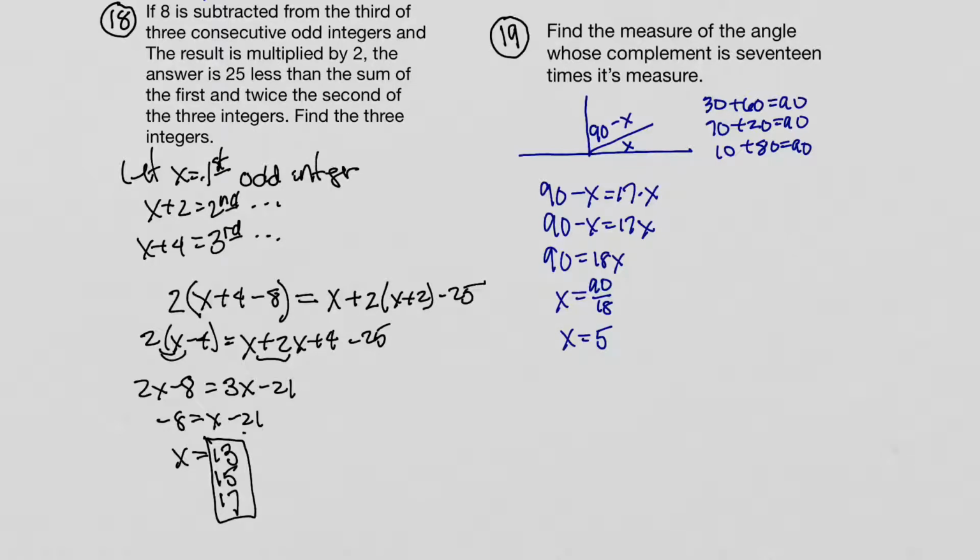And then, what have we got? We want to find both angles. So what is x? x is this one here. 90 minus x, let's write it. 90 minus x, well, that's going to be 90, there's x, minus 5. That's 85. So here's our two angles. We've got 5 degrees and 85 degrees.